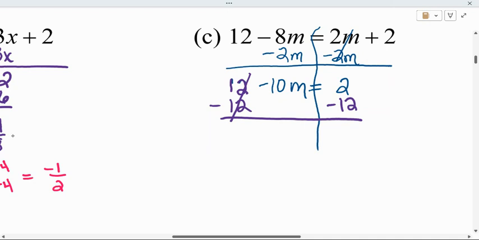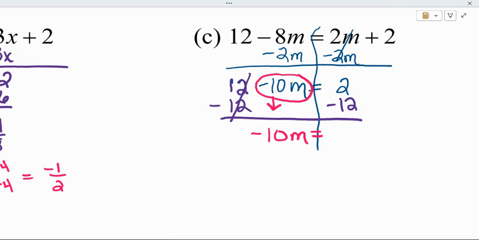A big mistake that we make quite often is we forget to include the sign in front of our variable term. Make sure that you include the sign in front of your variable term. Sometimes you forget that, and I call it dropping a negative. So I'll write, oops, you dropped your negative. 2 minus 12, well, that's negative 10. So I have negative 10m equals negative 10.